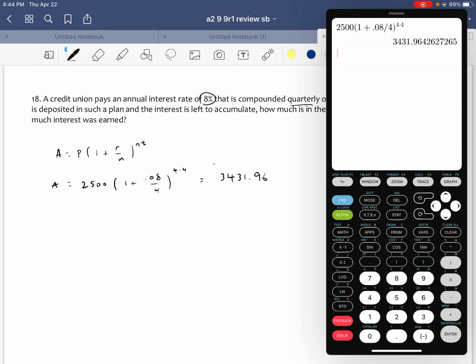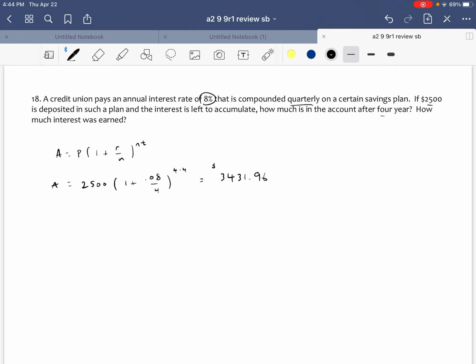$3,431.96. How much interest was earned? Your interest will be the amount of money you now have minus the initial $2,500. And that'll be $931.96.